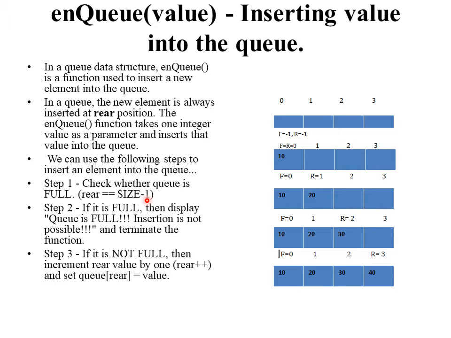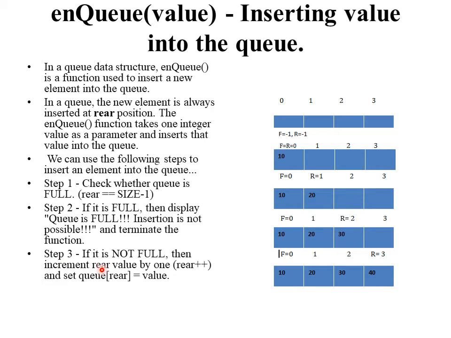Now size - 1 means I am subtracting 1 from 4, that equals 3. Size - 1 equals 3. The rear value here is 3. When 3 equals 3, what happens? It is full. If it is full, then display queue is full, insertion is not possible. This is common sense. When there is no space and you try to insert, there is no space to insert a value, so it shows the message queue is full, insertion is not possible, and terminates the function.